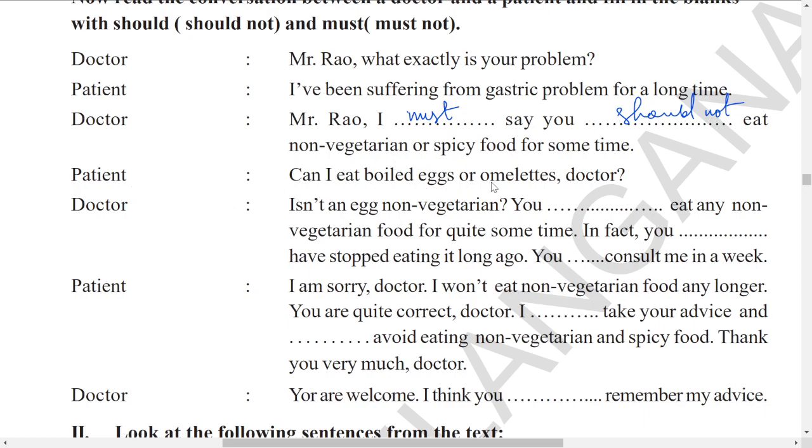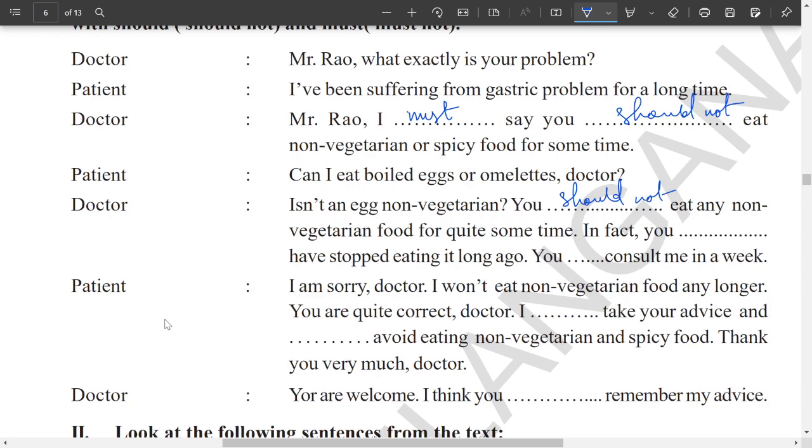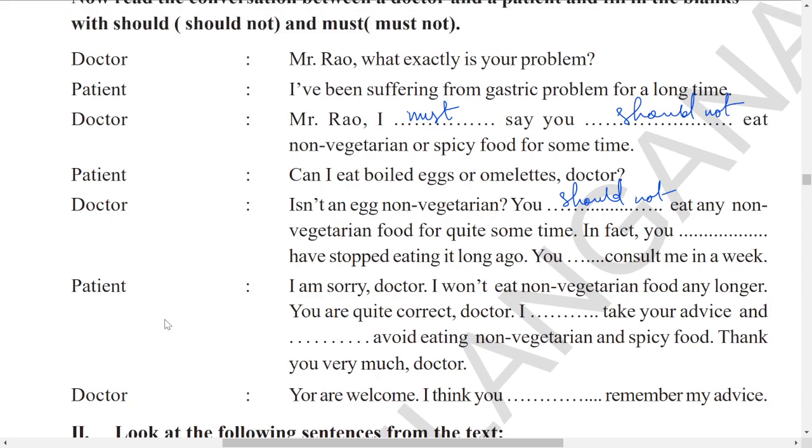Patient: Can I eat boiled eggs or omelets, doctor? Doctor: Isn't an egg non-vegetarian? You dash eat any non-vegetarian food for quite some time. Okay, that means he is telling very strongly that you should not eat. Next one. In fact, you dash have stopped eating it long ago. That means he is telling you must have stopped, kind of meaning. Long ago only, you should have stopped.